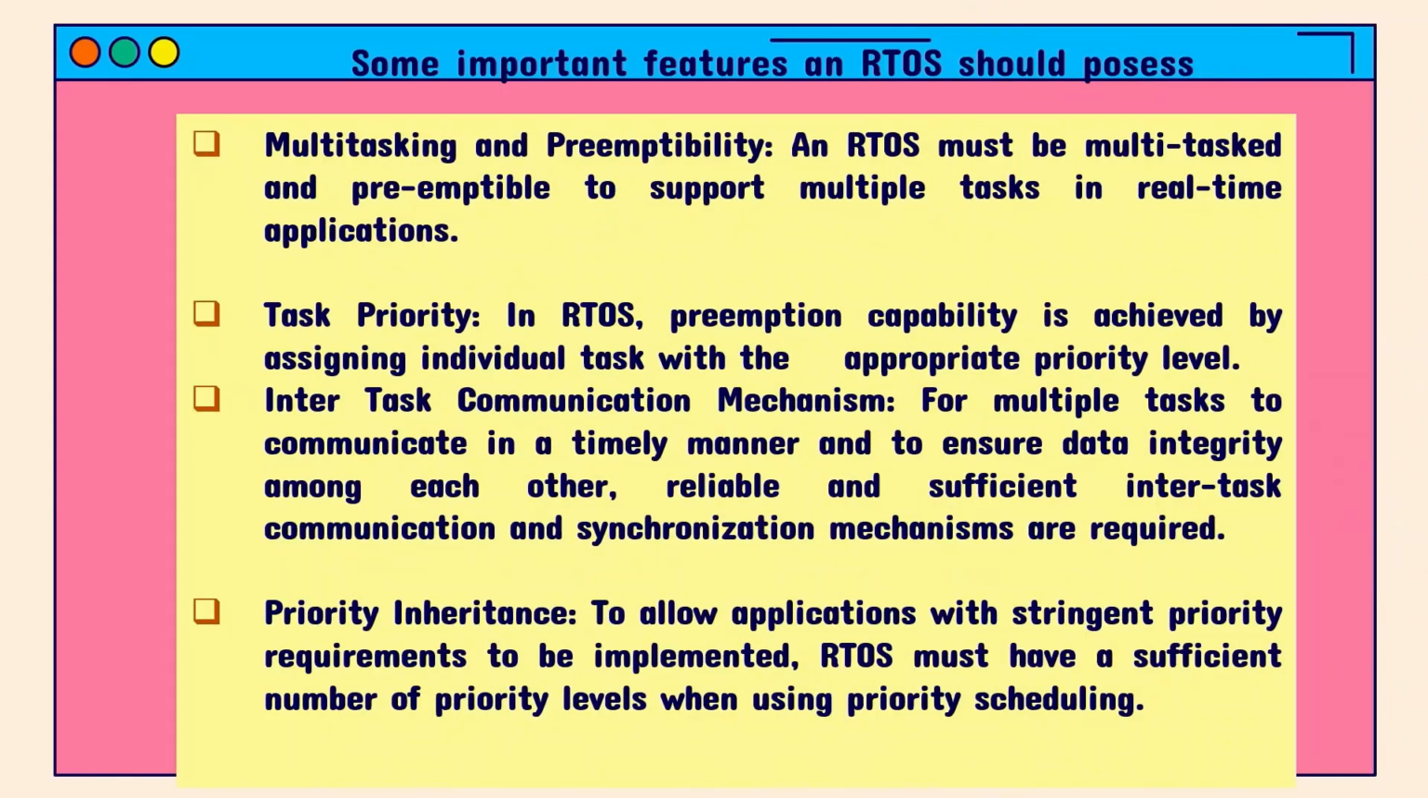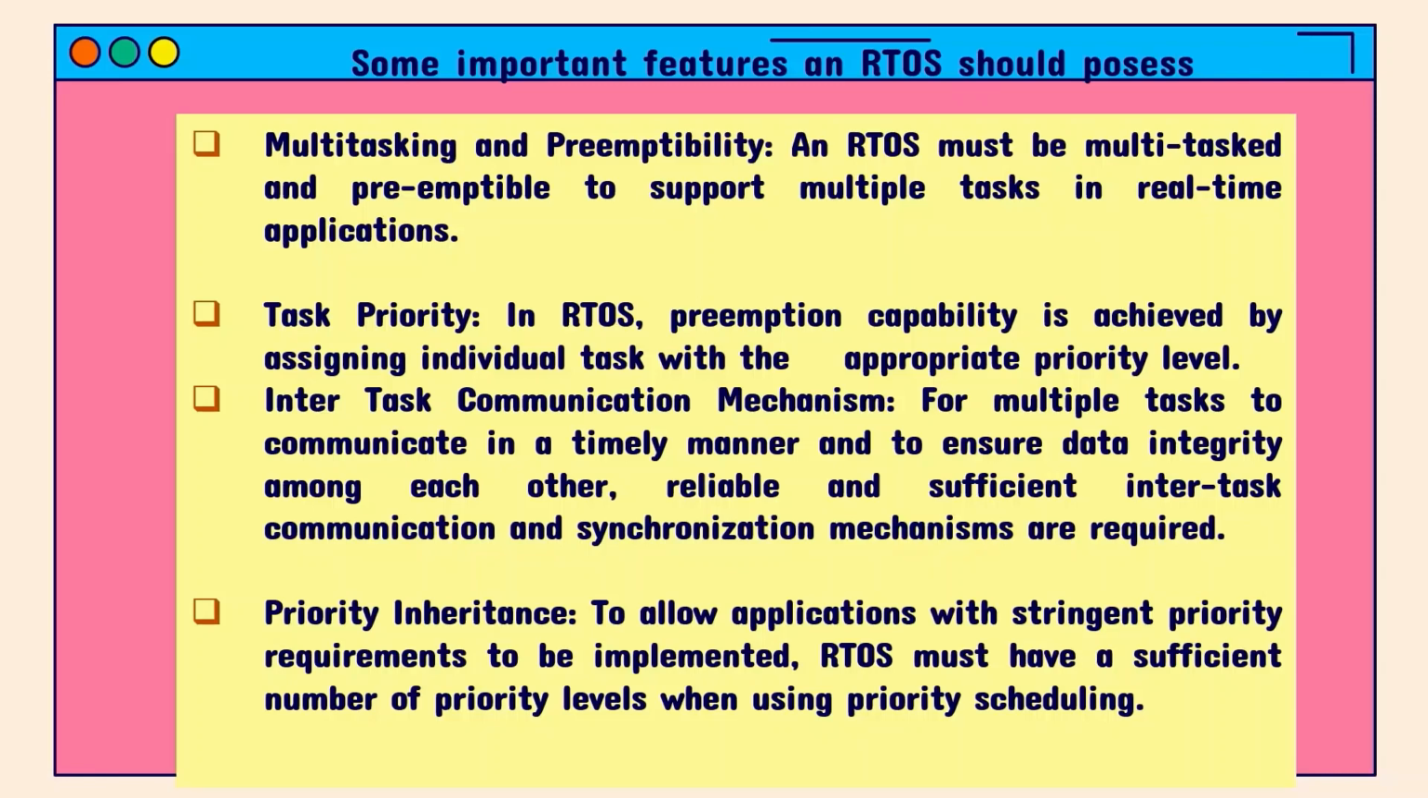Some important features an RTOS should possess are multitasking and preemptability. An RTOS must be multitasking and preemptible to support multiple tasks in real-time applications. Task priority. In RTOS, preemption capability is achieved by assigning individual tasks the appropriate priority level. Inter-task communication mechanism. For multiple tasks to communicate in a timely manner and to ensure data integrity and reliability, sufficient inter-task communication and synchronization mechanisms are required.